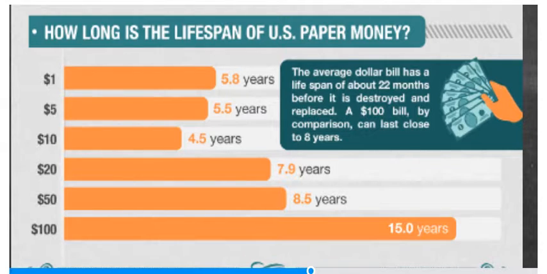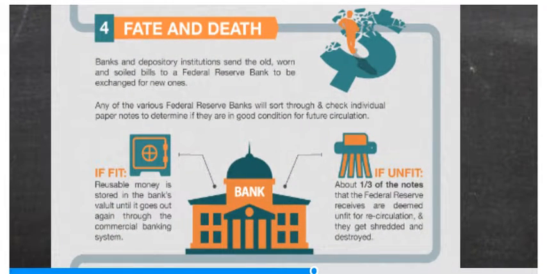Something that is pretty interesting, though: how long is the lifespan of U.S. paper money? A $100 bill can be in what's called circulation, which just means that it's out and about, for about 15 years on average. The average $10 bill only has a lifespan of 4.5 years, $1 bill 5.8, because they are used more frequently than Benjamins are. So a $100 bill could typically be out and about for 15 years before it ends up being too raggedy or has too much wear and tear on it to keep being used as actual money.